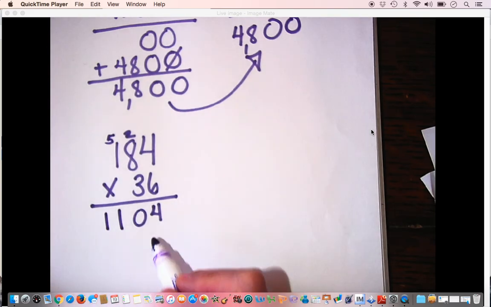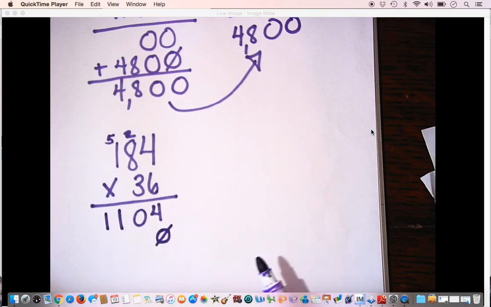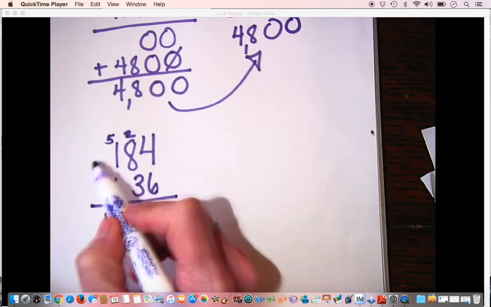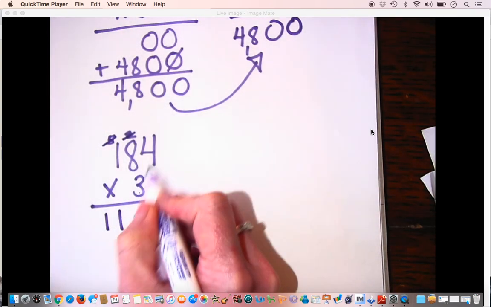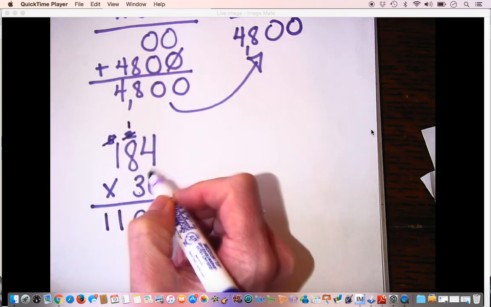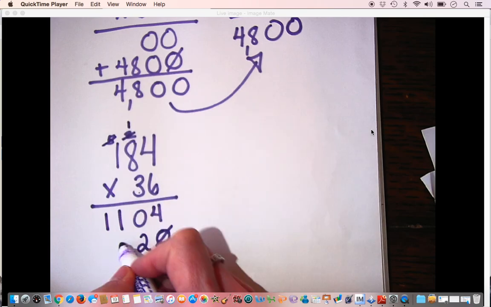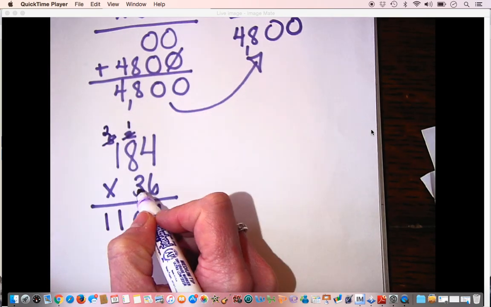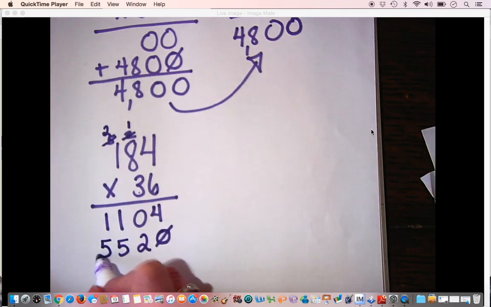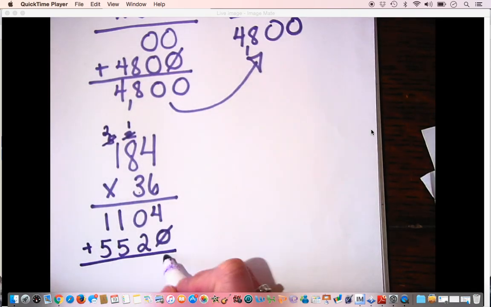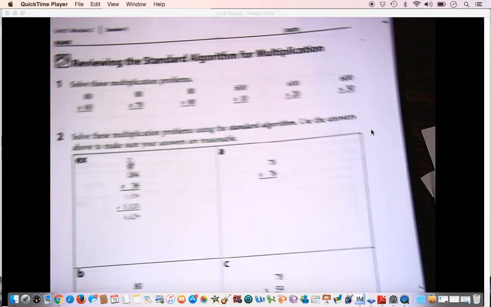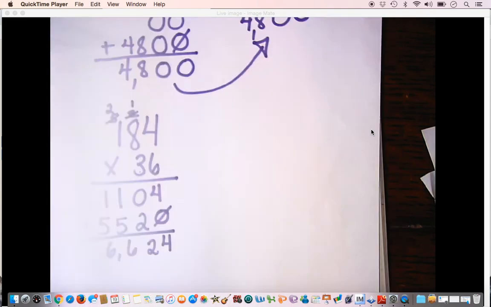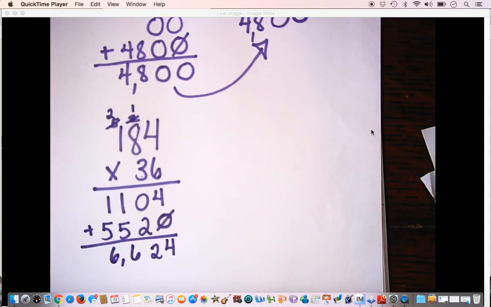Now don't forget, this is really important, that you need to add the placeholder in the second partial product. I'm going to cross these out so I don't get confused when I multiply out the 3. So 3 times 4 is 12, I regroup. 3 times 8 is 24, plus 1 is 25, I regroup. And 3 times 1 is 3, plus 2 equals 5, and then I'm going to add them together. 4, 2, 6, 6. I'm going to cross-reference with the example here, and as you can see, it's 6,624. So that is what you are doing on page 175.